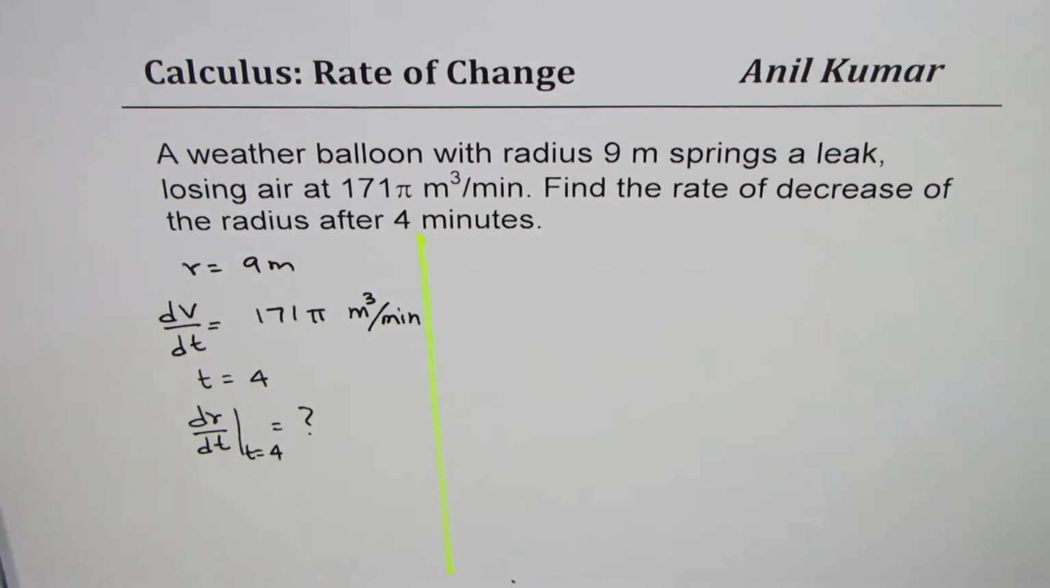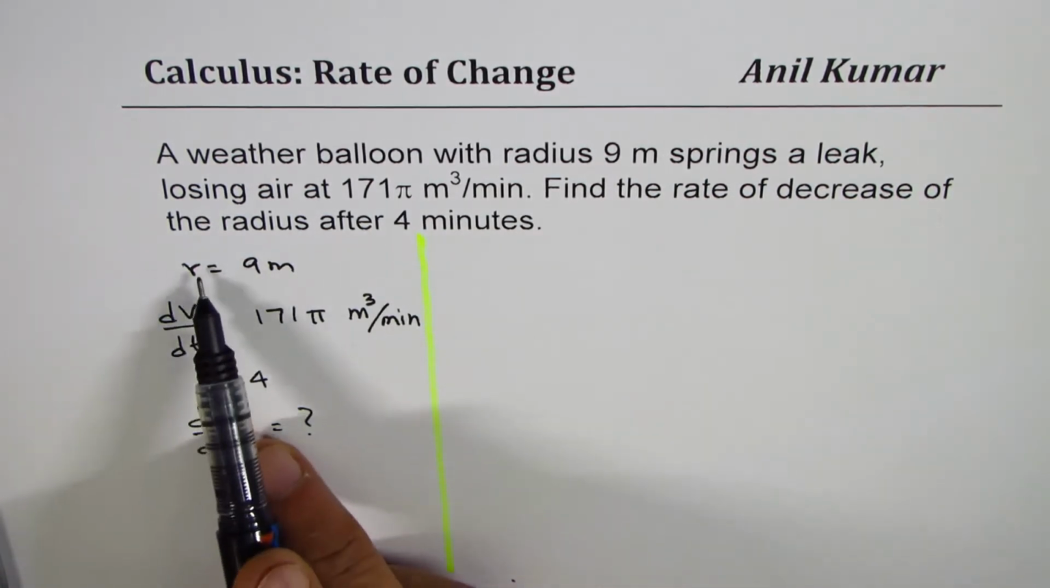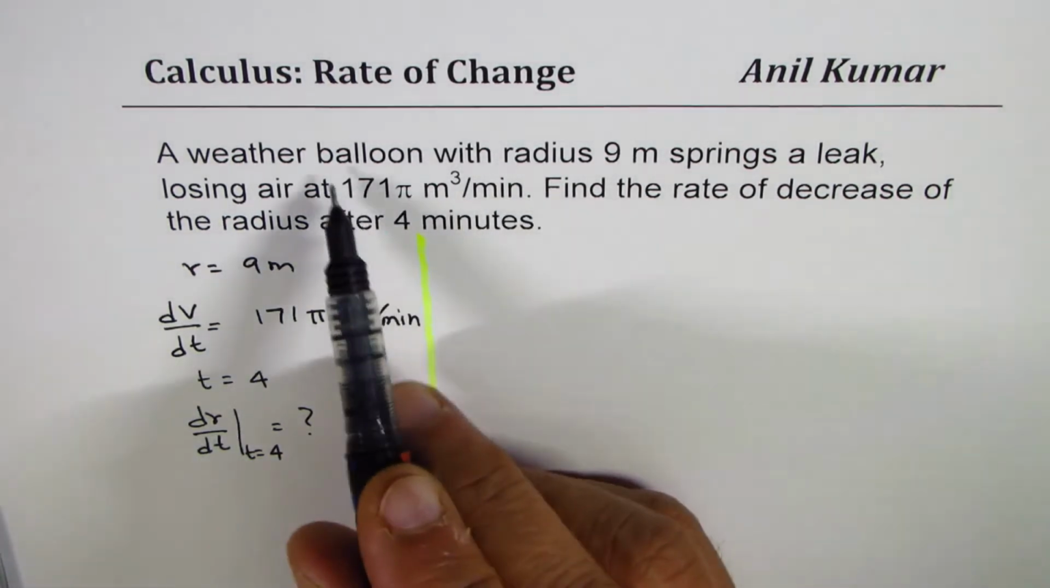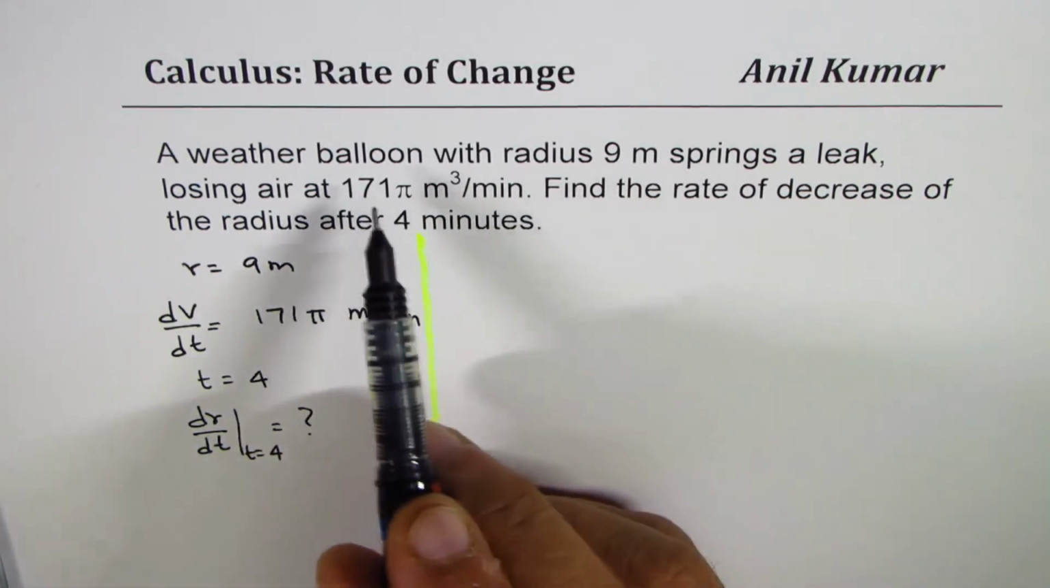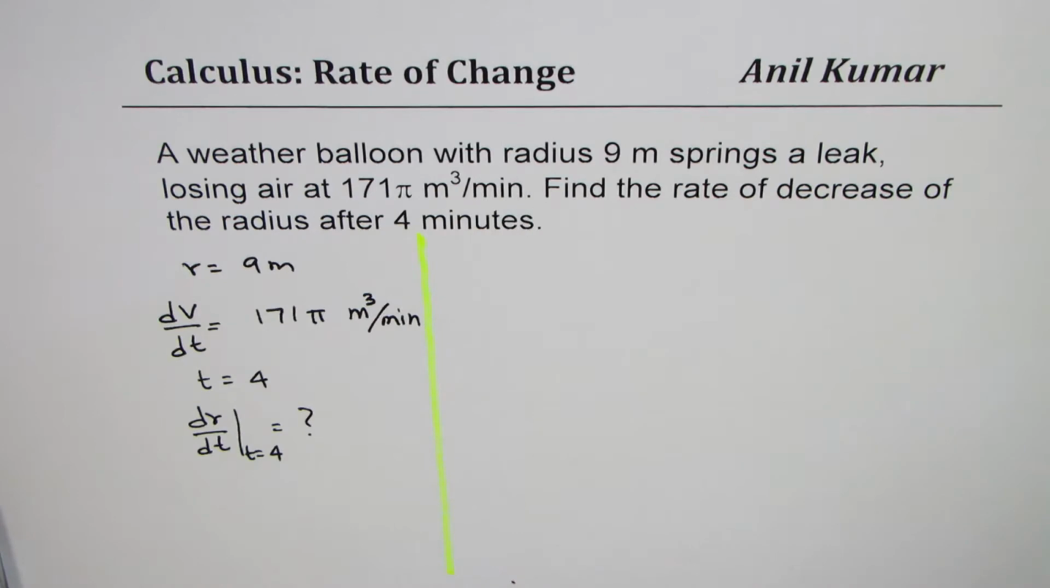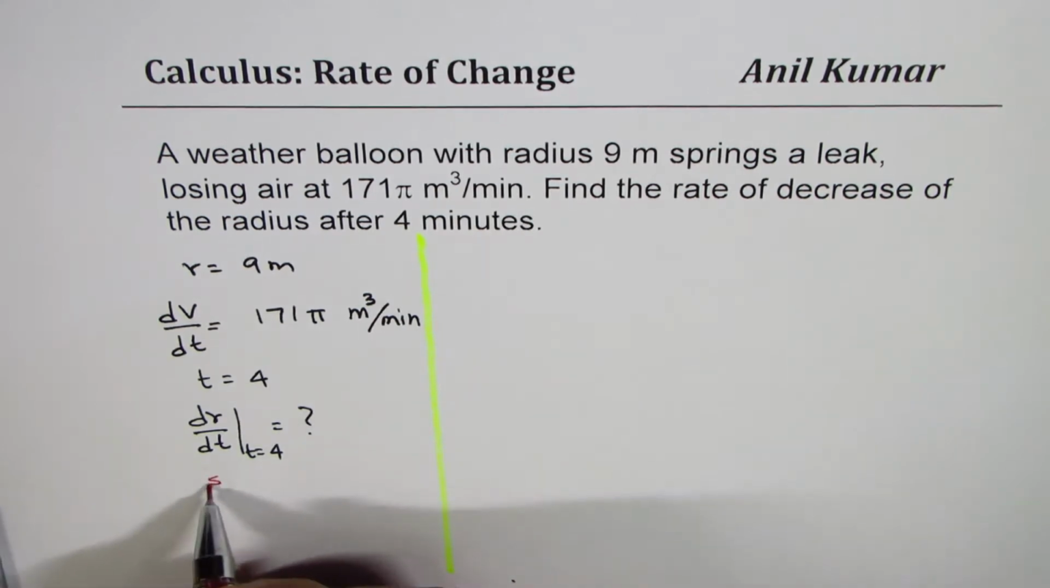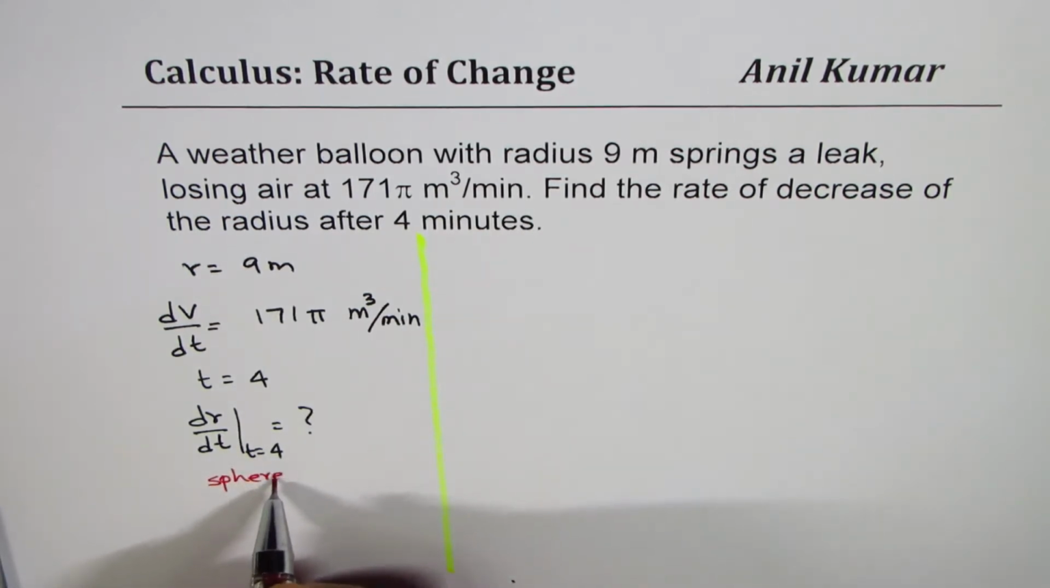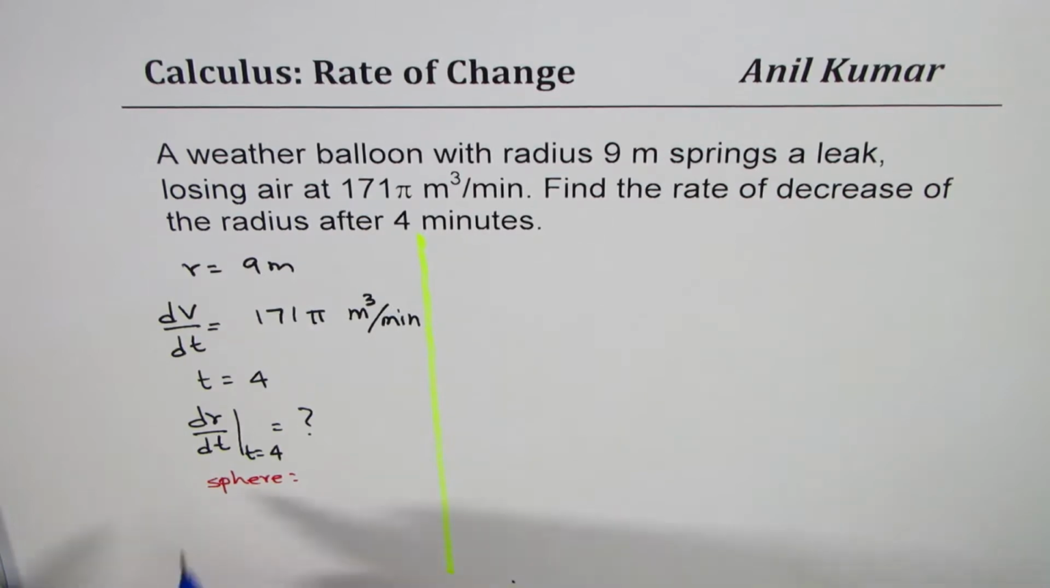That's the whole idea. Now the strategy is we should have a formula relating volume with r, and since it is a balloon, we'll assume that to be a sphere, right? So our assumption is that we're working on a sphere. And so we pick up the formula. Volume is 4 by 3 pi r cube. So that's the formula which we need to work with.